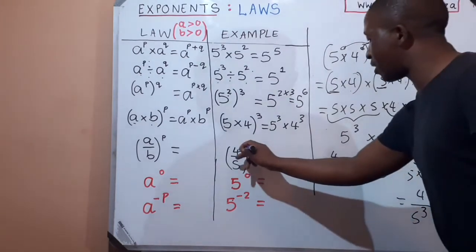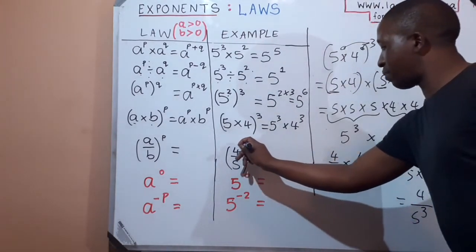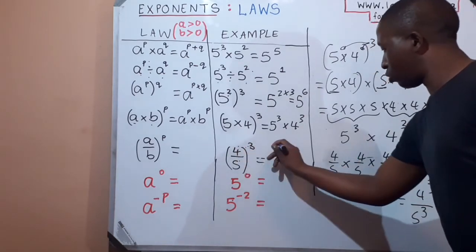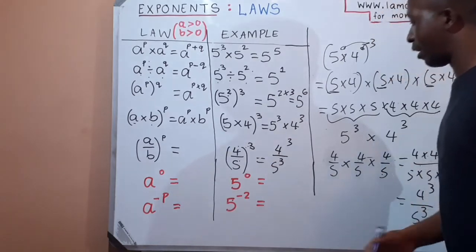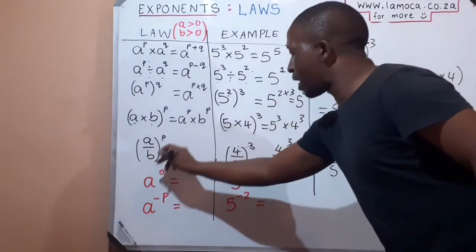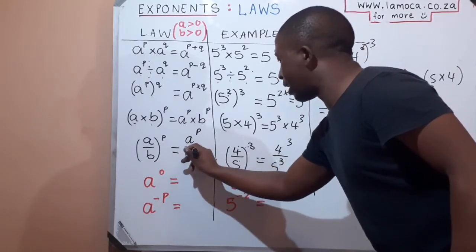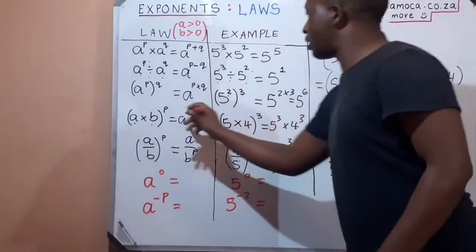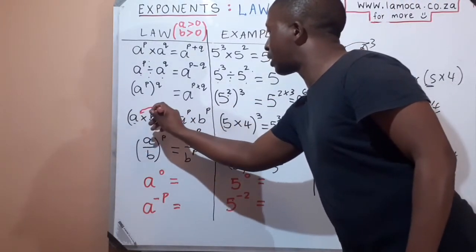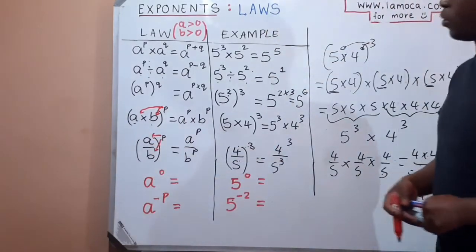So if you compare this with the result that we're finding there at the end, it's as good as saying we're just raising 4 to that exponent and raising 5 to the same exponent. So it's 4 cubed divided by 5 to the power of 3. In general, a over b to the power of p is a to the power of p divided by b to the power of p. It's just as good as saying you're sharing the exponent. So these are the sharing laws. You share the exponent to this guy and that guy. Even here, you share the exponent there, and you also share the exponent there.